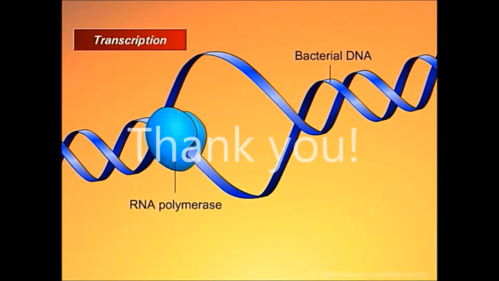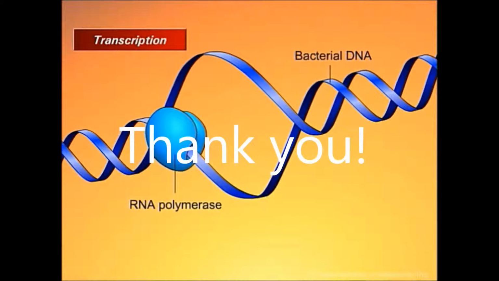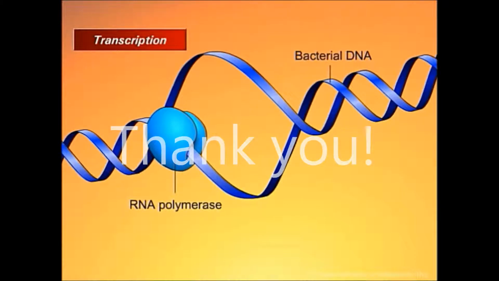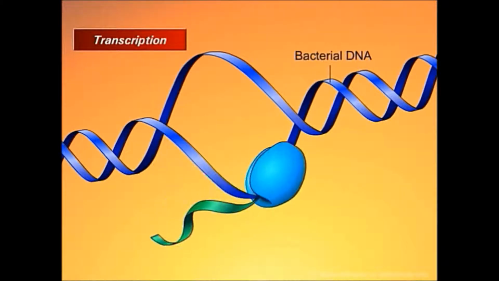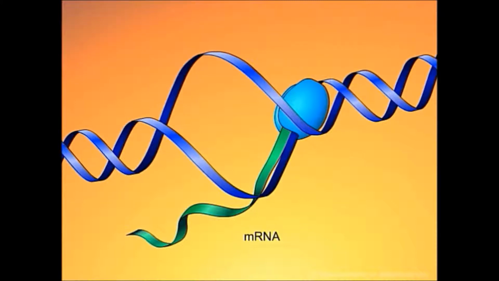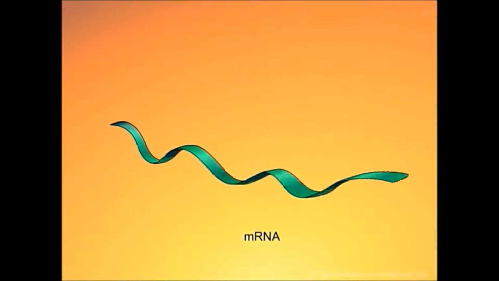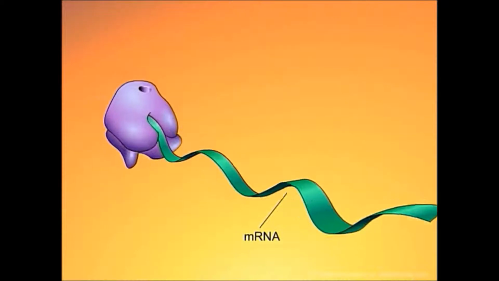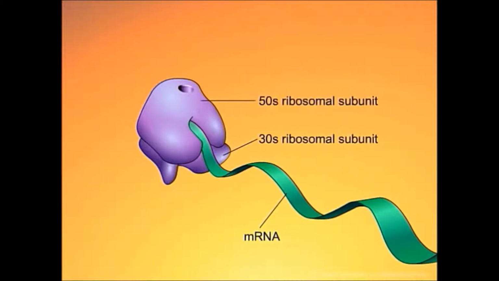Only one strand of the DNA serves as the template for this process, known as transcription. Transcription results in the formation of messenger RNA, which is a mirror copy of the DNA segment. Once the strand of mRNA is complete, it will detach from the DNA template and in turn become attached to ribosomes. Bacterial ribosomes are made of a small 30S and a large 50S subunit.